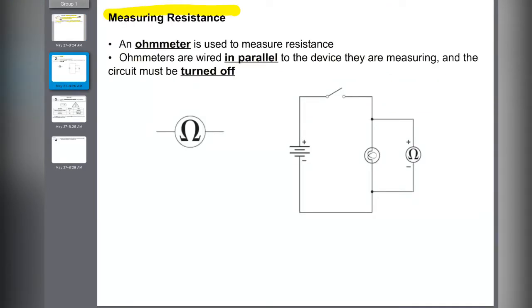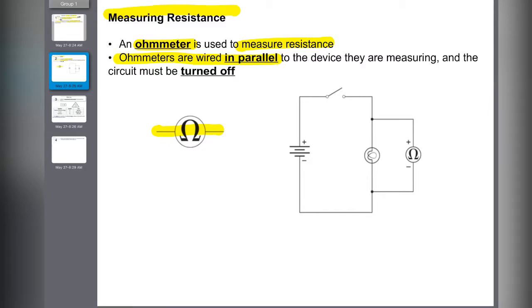Okay, so what do we use to measure resistance? Just like current, we use an ammeter. Voltage, we use a voltmeter. As it obviously says, an ohmmeter, because resistance is measured in ohms. An ohmmeter is used to measure the resistance. So you would need to know what it looks like. It has a circle with the symbol of an omega, and they are also wired in parallel.